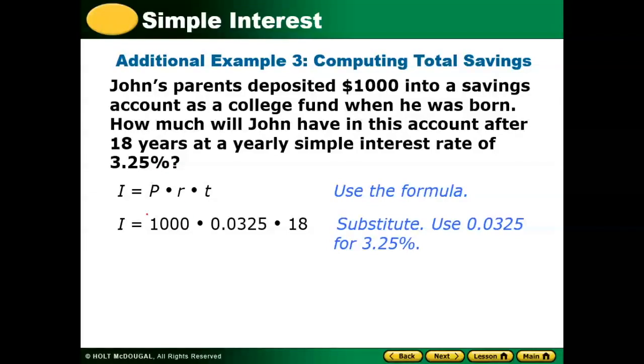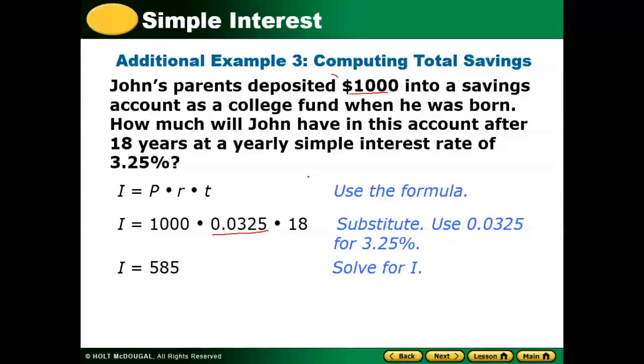So how much will John have in his account after 18 years at a yearly simple rate of 3.25%? Our principal was $1,000. It's given in the question. Our rate was 3.25. When you divide this by 100, you get 0.0325. And our T is 18 years. So we're going to substitute all those numbers in, plug it into our calculator, and the interest earned on that amount of money at that interest rate over 18 years is $585.